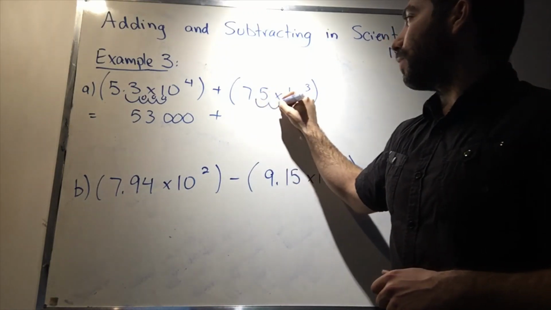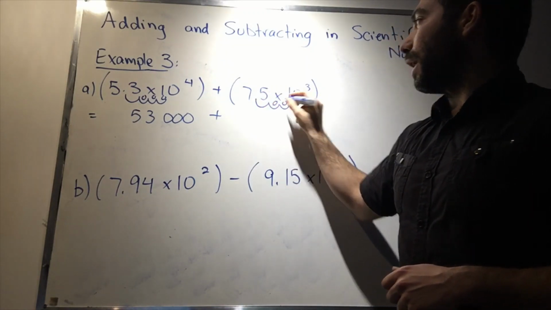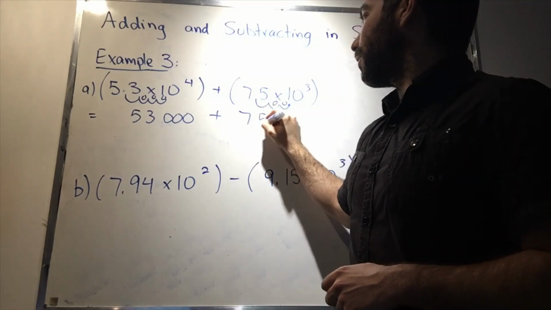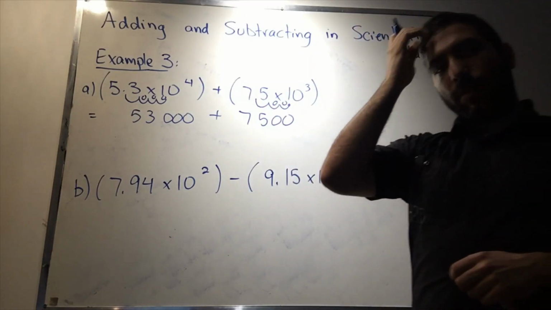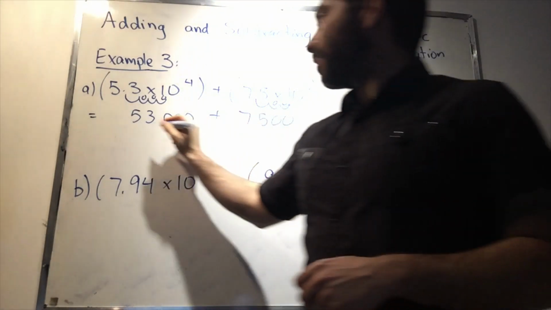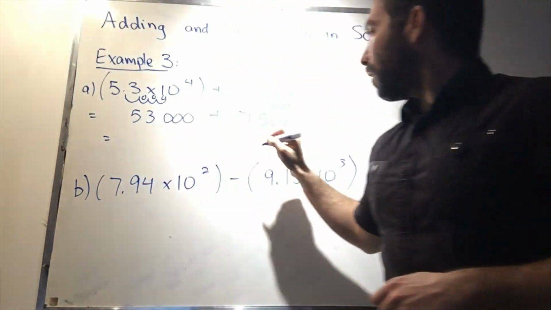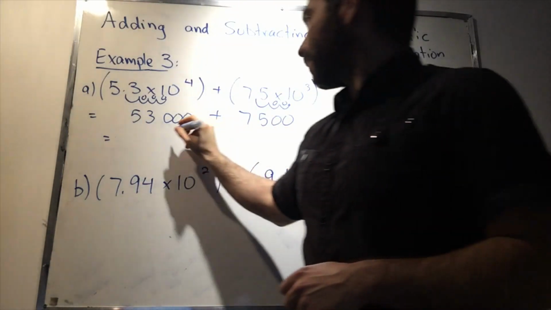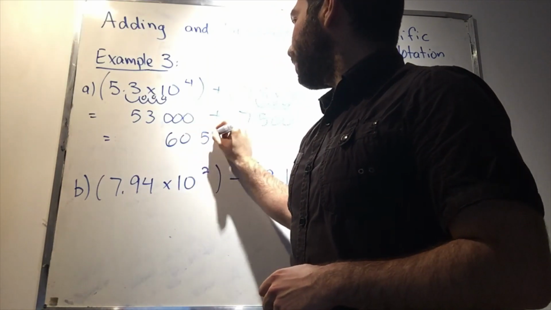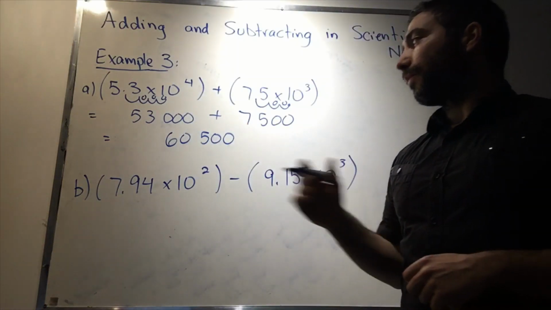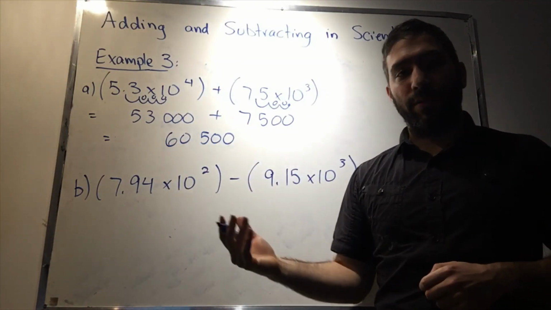We move to the right 3 times. Fill in the gaps with zeros, and we get 7,500. Okay. Now we add the two numbers, and this gives us 60,500. And now we have to convert this back to scientific notation.